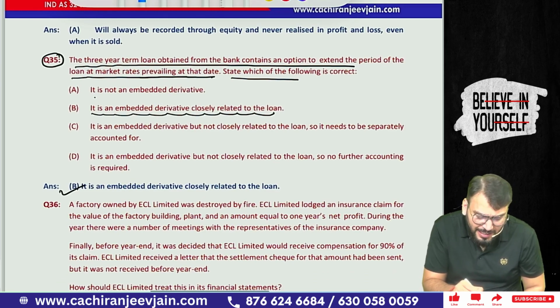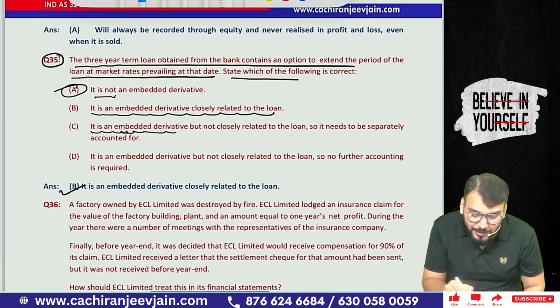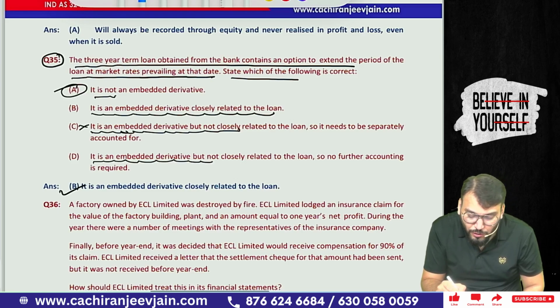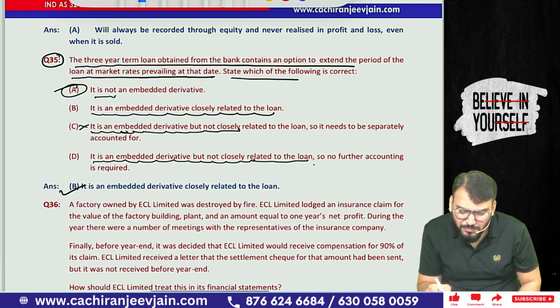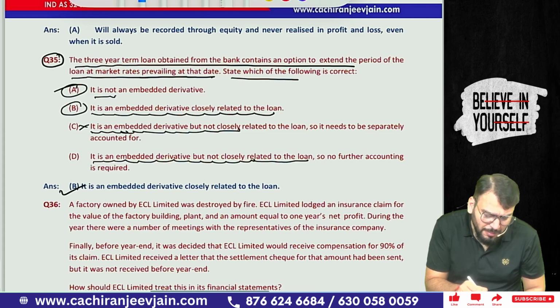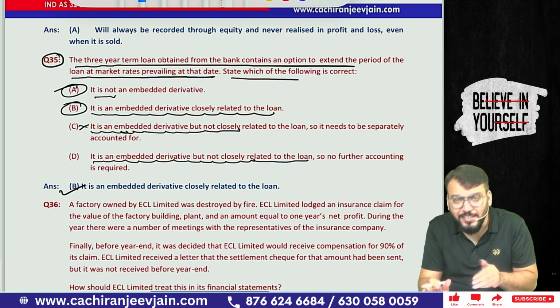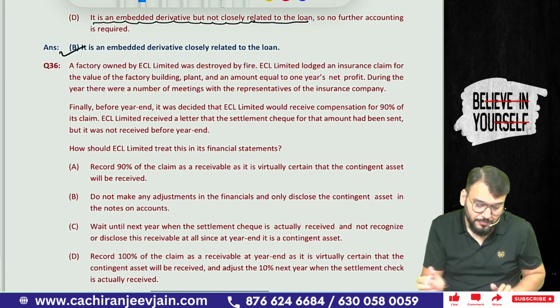Let us read A. This is not correct. It is an embedded derivative but not closely related. This is also not correct. It is an embedded derivative but not closely related to the loan, means this is also not correct. So option number B is only correct because that is closely related and therefore separation is not required.